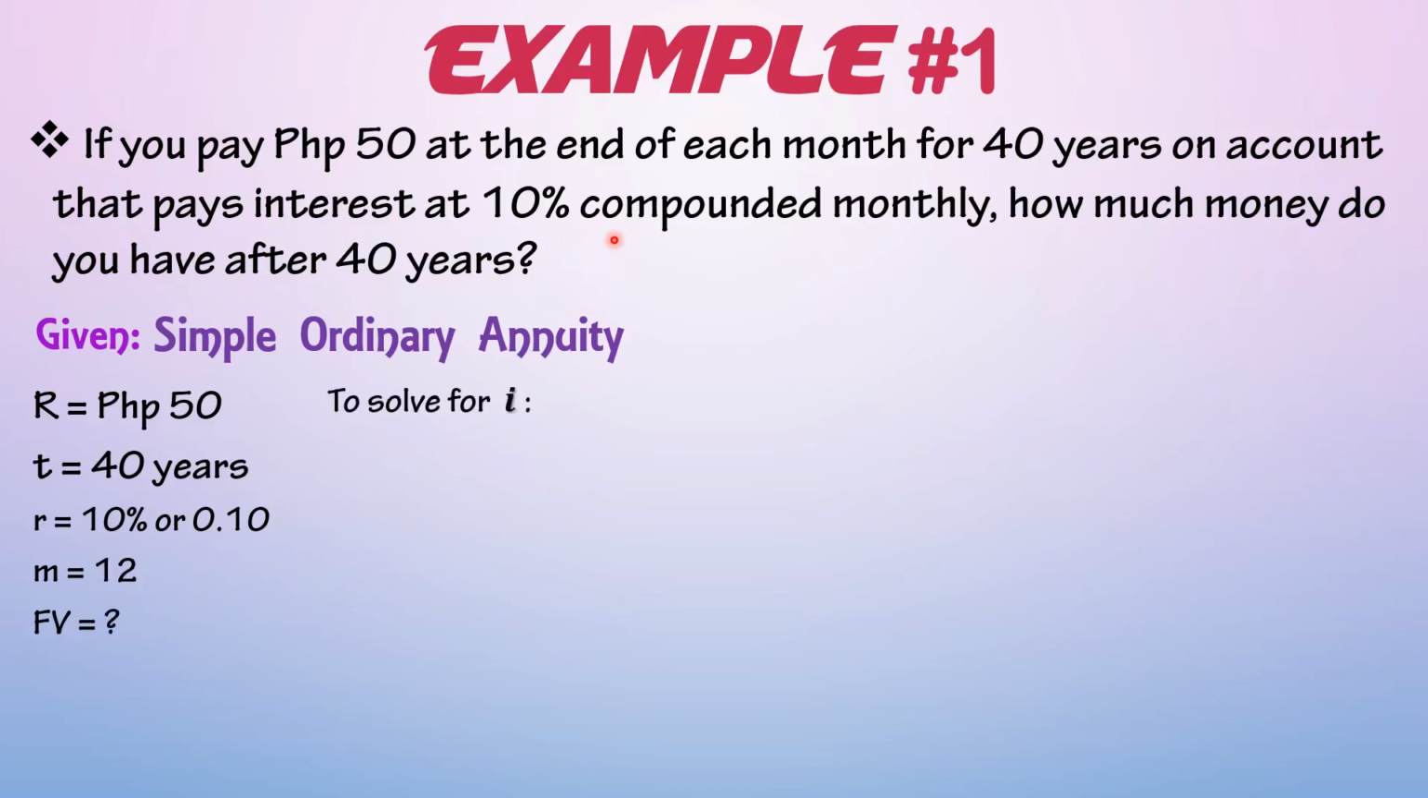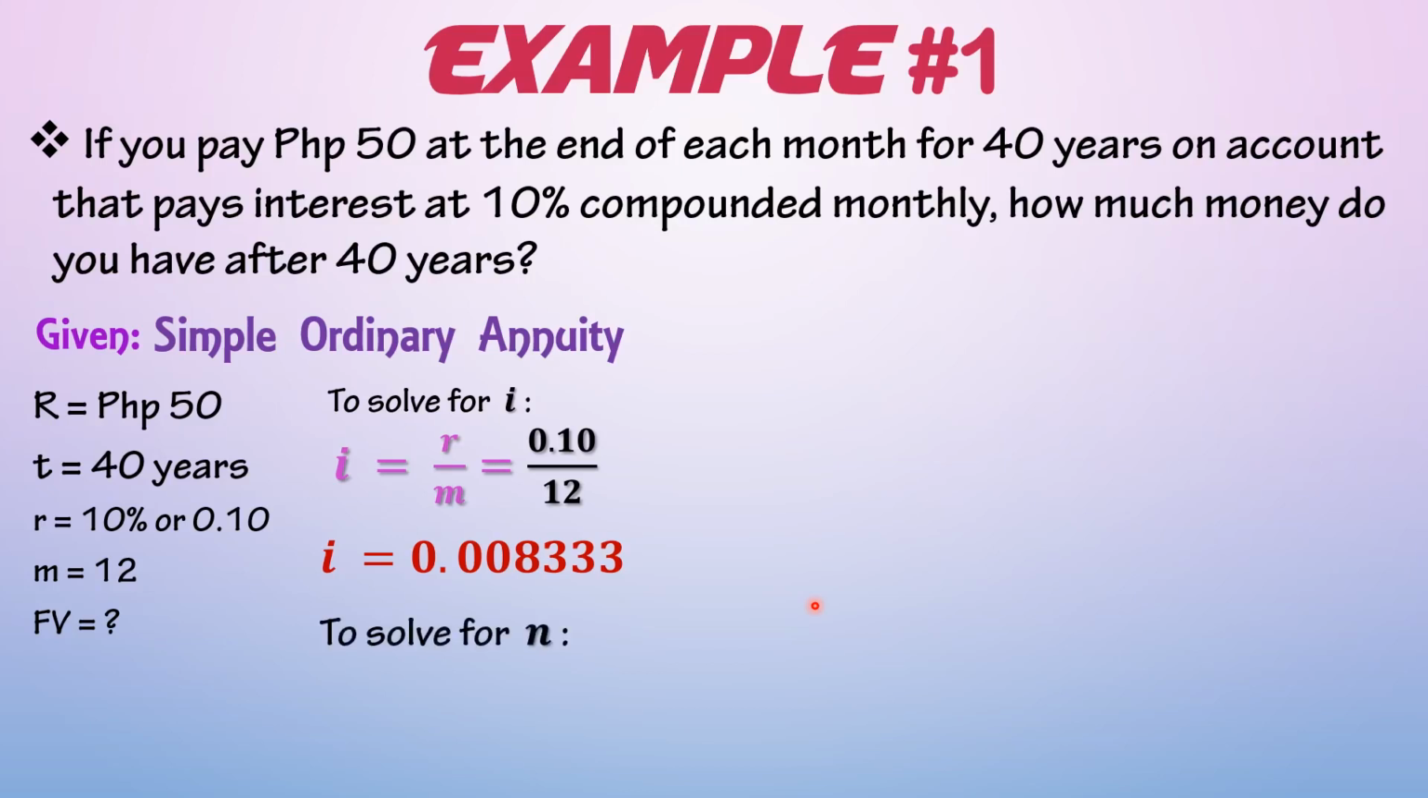So first, let us solve for the I. Again, the formula for I is R divided by M. So you will have 0.10 divided by 12. Use 6 digits of the value. So you will have 0.008333, repeating the 3 but use 6 digits. You may use an ordinary calculator or scientific, but it is preferred, or much better, if you have your scientific calculator.